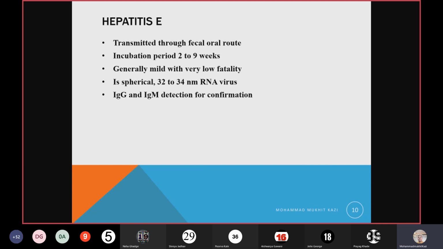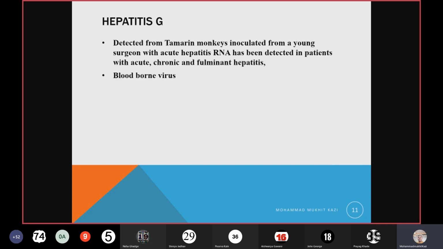And for serological demonstration, what is the basis of diagnosis of hepatitis E? You must detect IgM, which will tell you that it is a recent infection, or you can detect IgG, which will tell you of a recent or recent past infection. So IgG and IgM are useful in the diagnosis of hepatitis E virus.